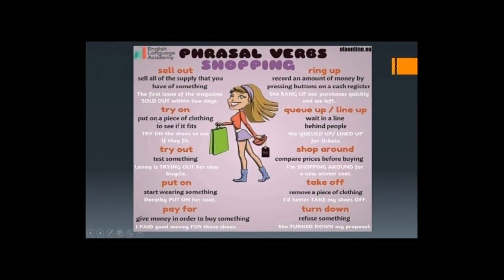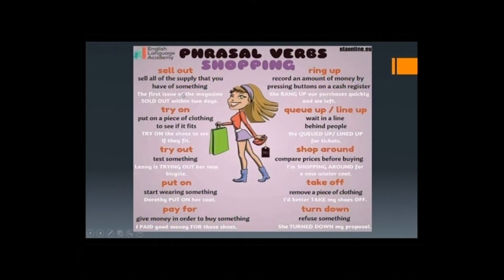Try on. So try on generally means to try, but if we talk about shopping language, try on means to put on, to wear something and see how it looks. So put on a piece of clothing to see if it fits. Try on the shoes to see if they fit. So try on this dress on you. So try on means to wear any piece of clothing to see how it feels, how it fits or how it appears on you.